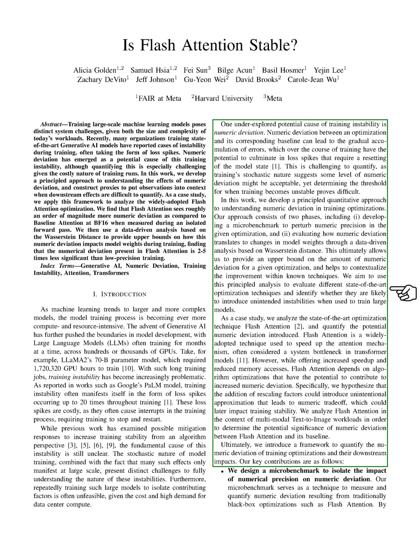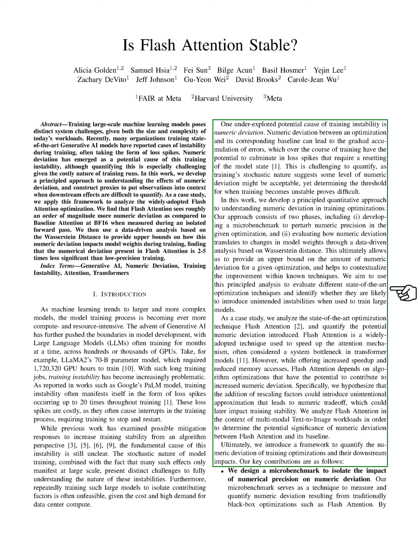To address this issue, we propose a systematic quantitative approach to understanding numeric deviation in training optimizations. Our approach involves two main phases. First, we create a micro-benchmark to introduce variations in numeric precision within the optimization, and second, we analyze how these deviations impact changes in model weights using a data-driven approach based on Wasserstein distance. This methodology enables us to establish an upper limit on the acceptable amount of numeric deviation in a given optimization and helps us assess the effectiveness of existing techniques in this context.